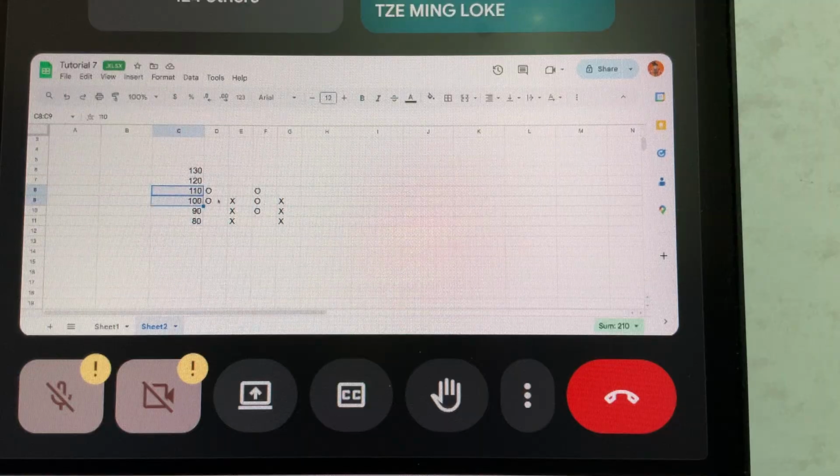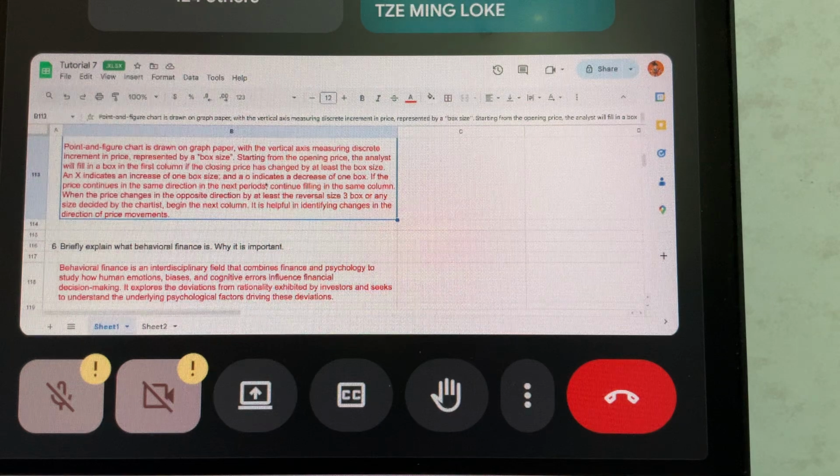One box size is 10, okay? So 80 to 90 is one box, the difference is 10. 90, you add 10, 100. So each box is equal to 10 in this case here, okay? And then, it decreases by one box. If the price continues in the same direction in the next period, then continue, so you're just analyzing the box, basically.